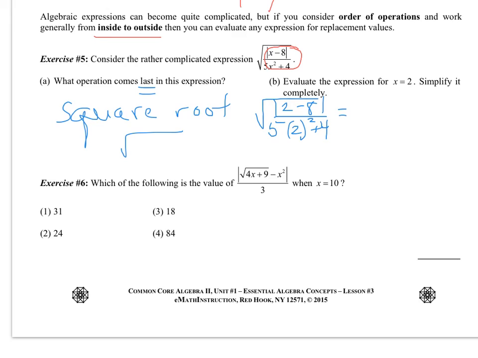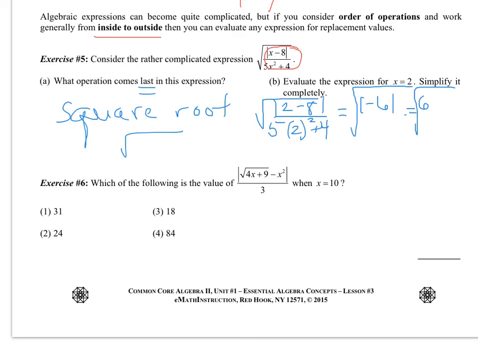Now again, I'm going to work on my rational expression underneath the square root sign separately, and I'm going to work on the numerator first and then the denominator. So I'm going to do the absolute value of 2 minus 8. Well, 2 minus 8 gives me a negative 6, and I'm going to take the absolute value of that and get 6. Okay, and this is all going to be underneath that square root here.